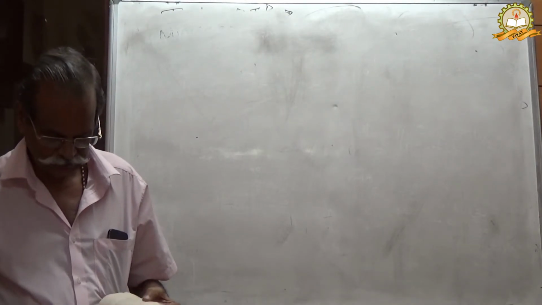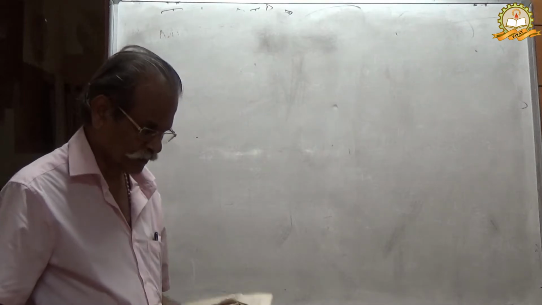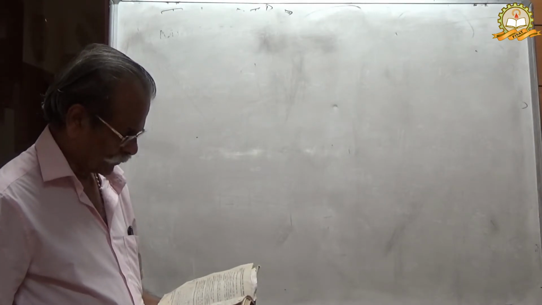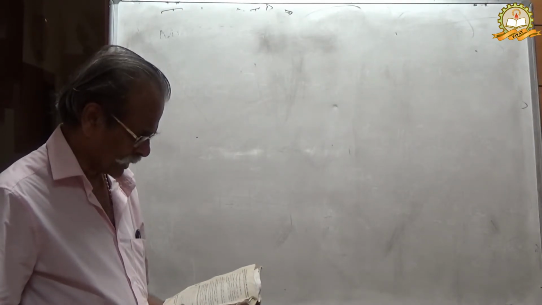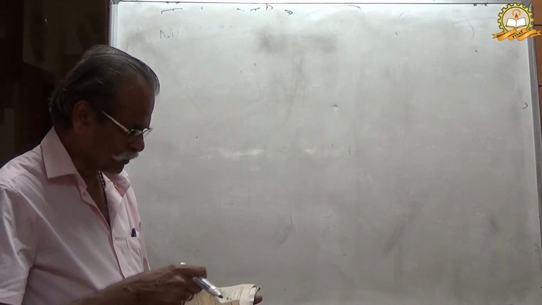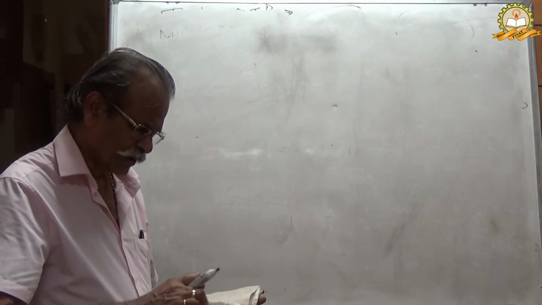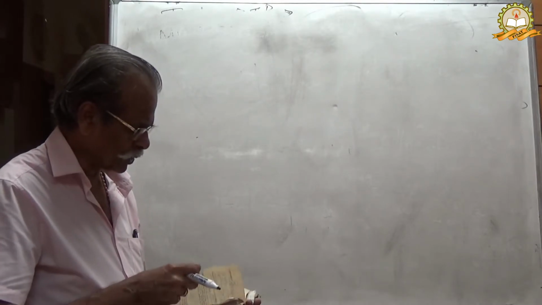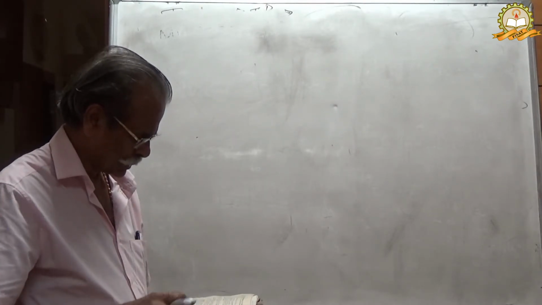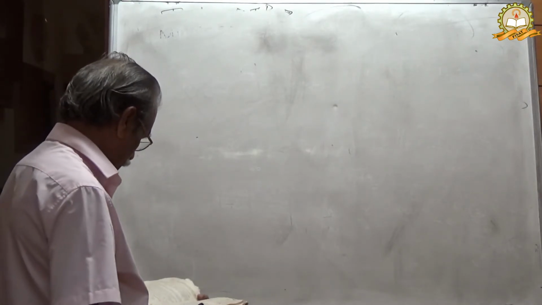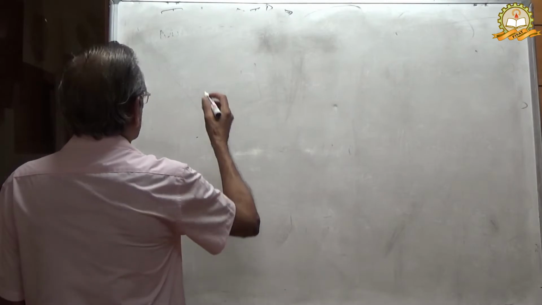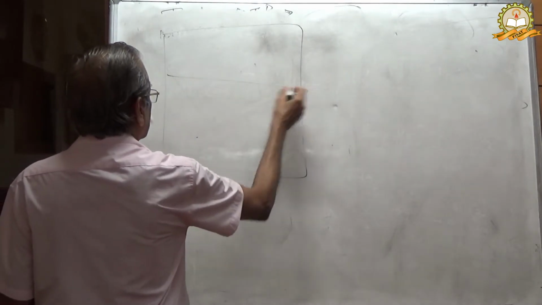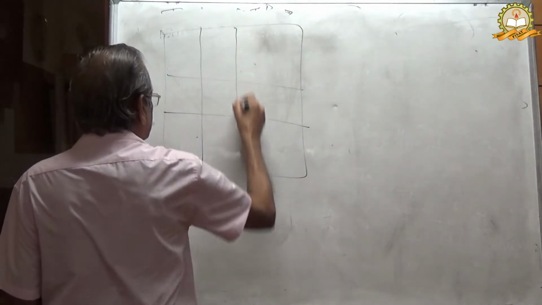Then another question. Find the optimum cost for the following transportation problem. Again 3 into 4.